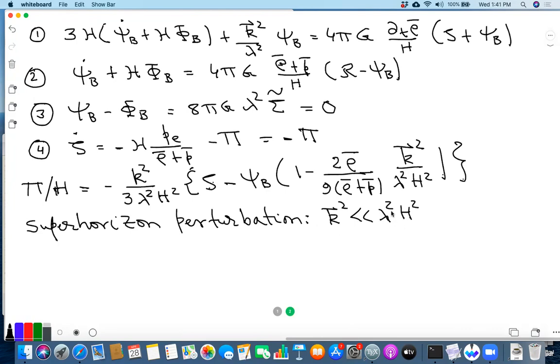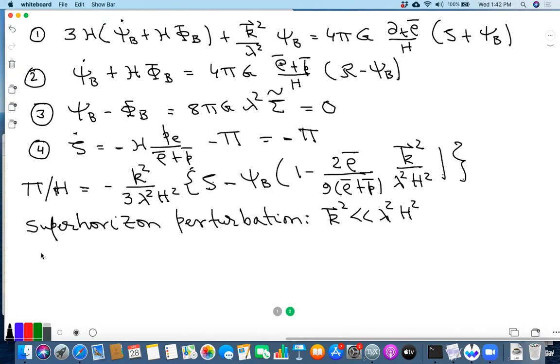That, as we have been discussing, spans more than a 2-degree angle in the sky. That's the kind of separation you're talking about. So super horizon perturbations means k square is much smaller than lambda square h square. And so we'll first analyze this case, and we'll see that the equations simplify in this limit.